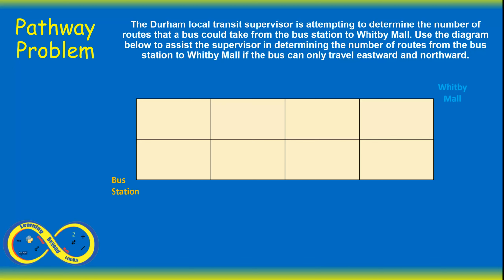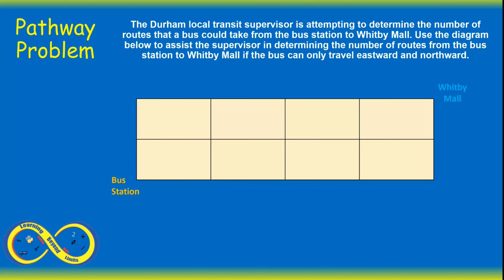The problem we have today is the Durham Local Transit Supervisor is attempting to determine the number of routes that a bus could take from the bus station to Whitby Mall. Use the diagram below to assist the supervisor in determining the number of routes from the bus station to Whitby Mall if the bus can only travel eastward and northward. So eastward is going this way, northward is going up. So we're traveling from the bus station here to Whitby Mall.